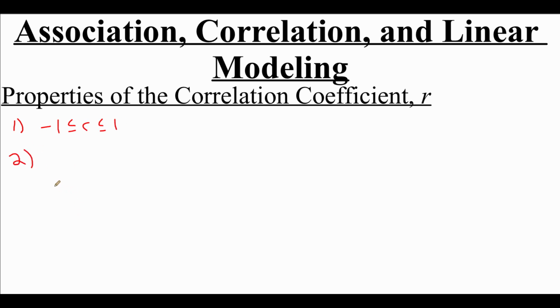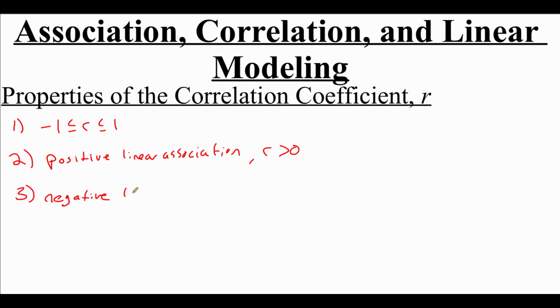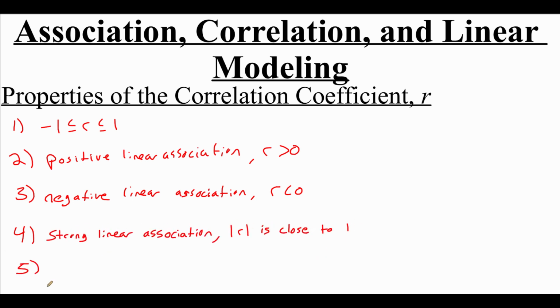If there is a positive linear association, then we're going to have a positive R value. But if there's a negative linear association, then our R value will be negative. To check the strength of our linear association, we want to look at the absolute value of our R value. And the closer we get to 1, the stronger the relationship will be. And if there's a very weak or even no linear association, then our R value will be really close to 0.